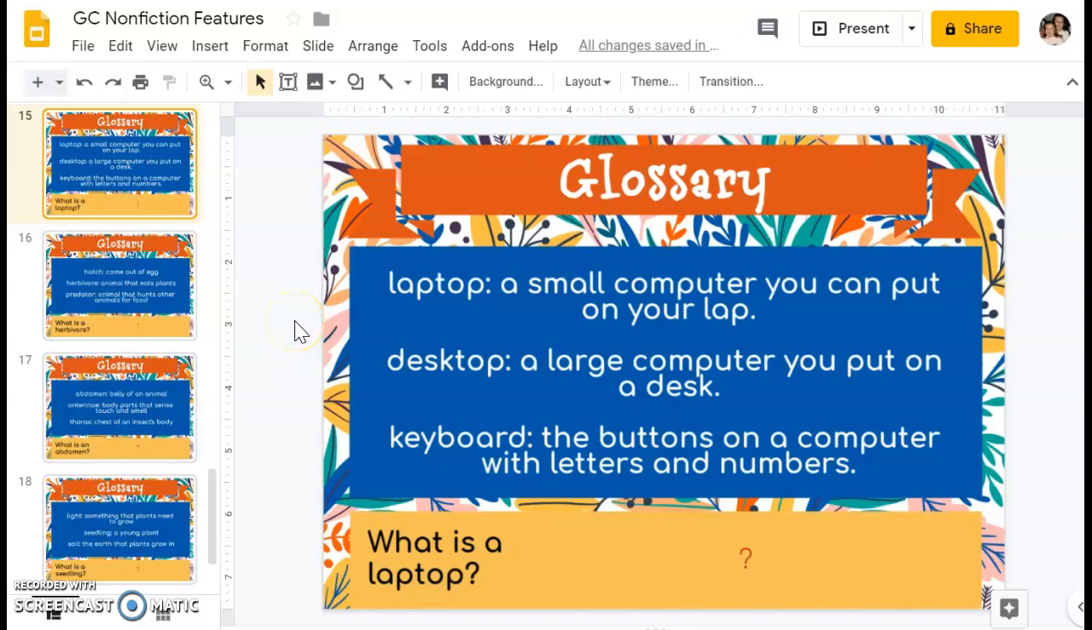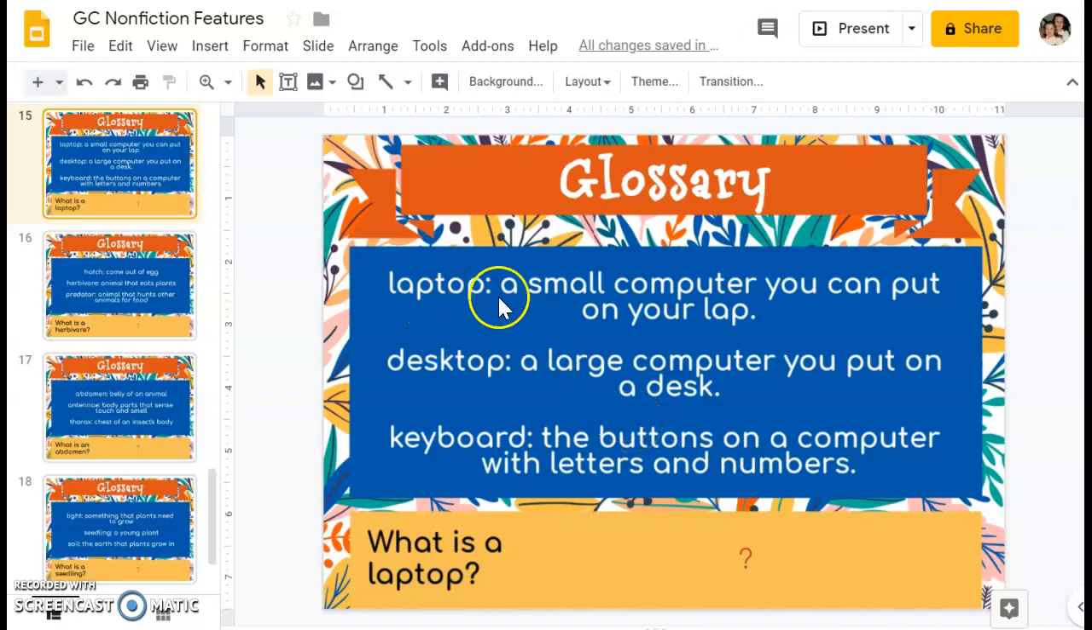The last part today is all about the glossary. The glossary can be found at the back of your nonfiction book. It's kind of like a mini dictionary that shows you the definitions of words you may not know in your book. So what you're going to do in this glossary is find the word and then what it means.